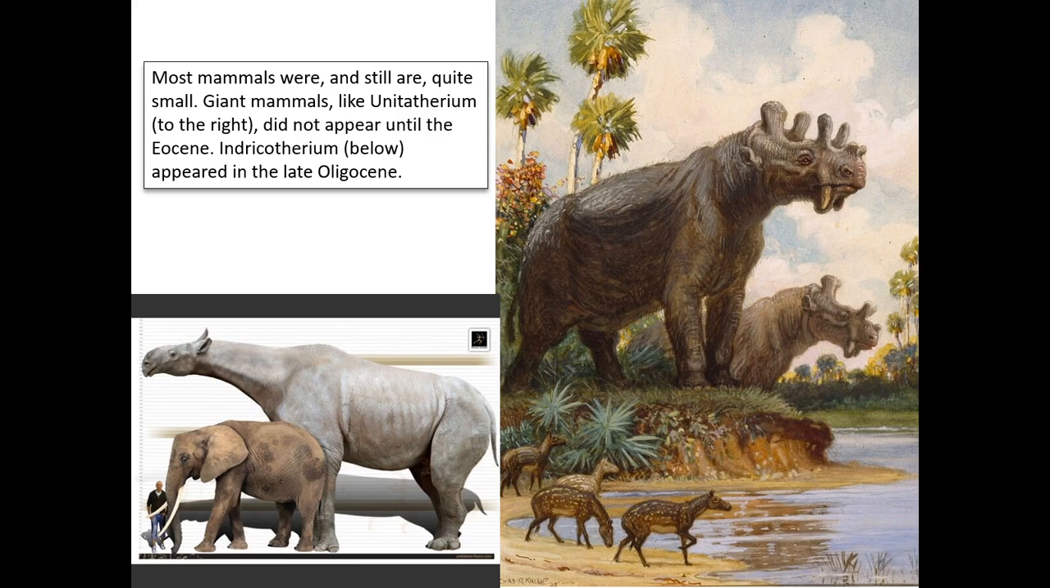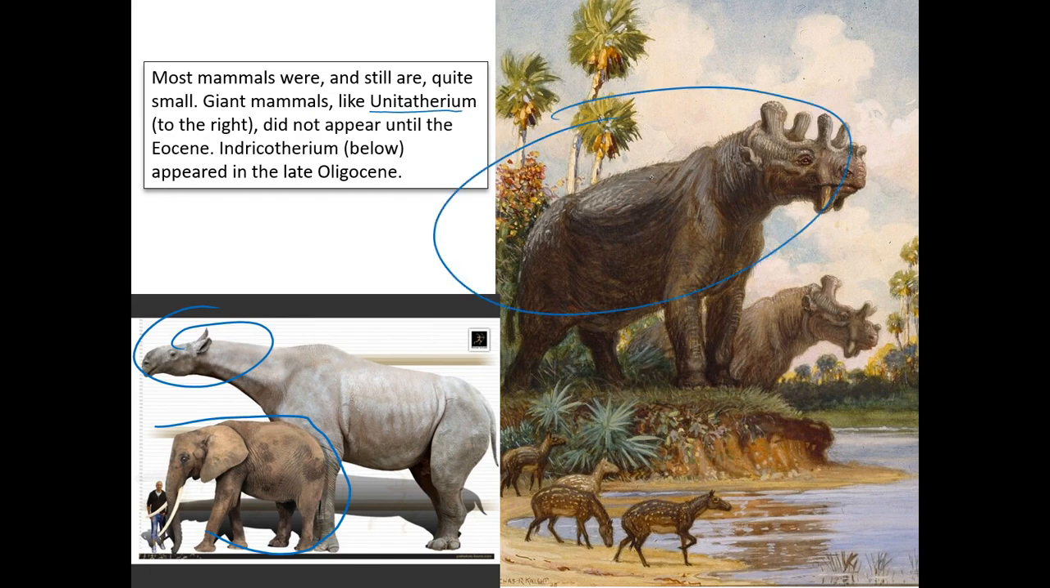But speaking of elephants, most mammals still were and still are quite small. But there are lots of giant mammals today, and there were giant mammals back then that were even more gigantic than what we have today. So here's a modern day elephant. You can see that it's absolutely dwarfed by this creature, which is called Unitatherium, to the right.